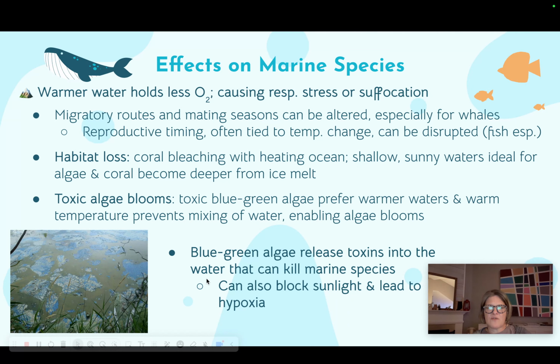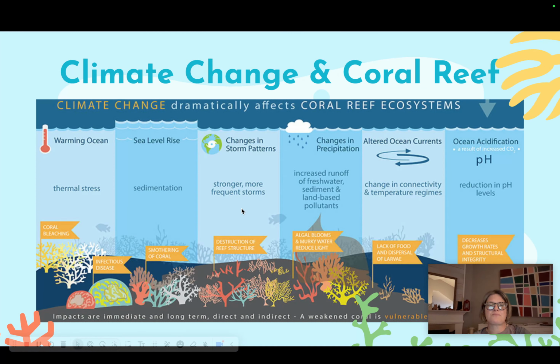We've seen this off the coast of Florida. I know there have been toxic blooms that even make it on the national news. And because of the toxins that are released from the blue green algae, those are poisonous for marine animals. And so those animals end up dying because of blocked sunlight and then just no oxygen. They suffocate. And then also from toxic chemicals that build up in the water.